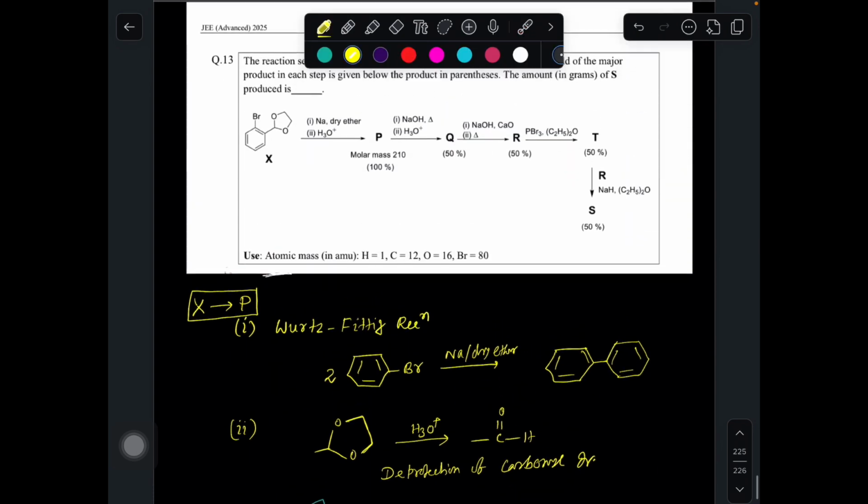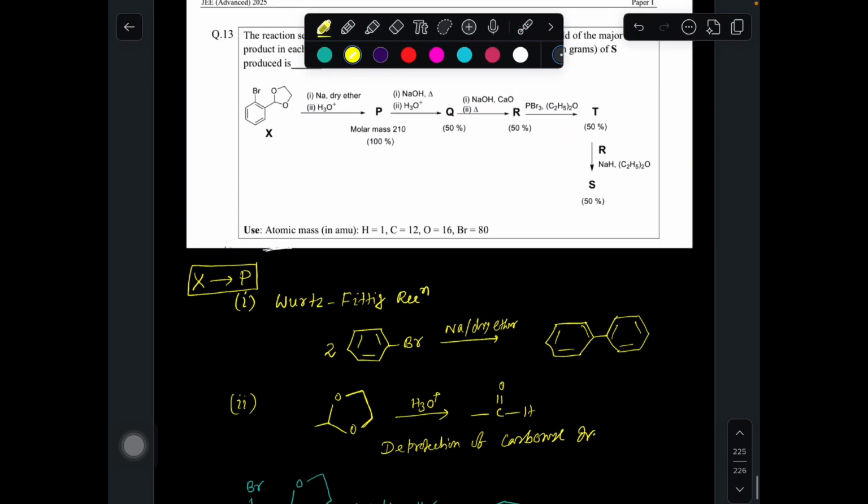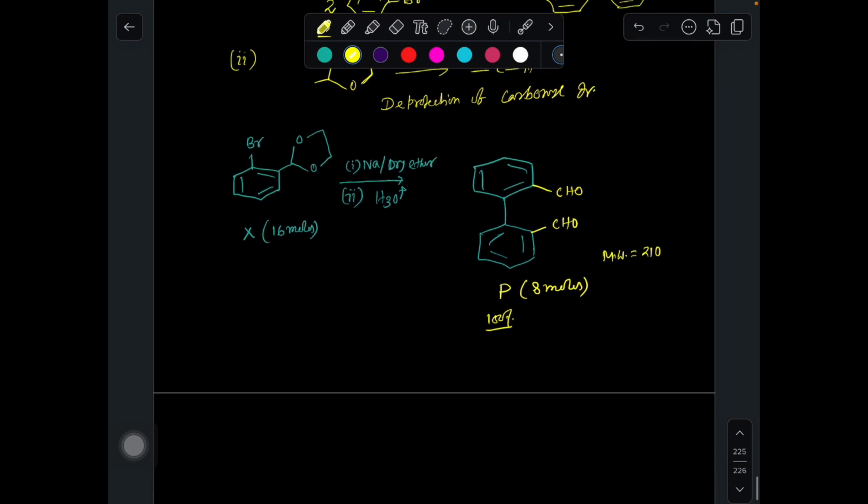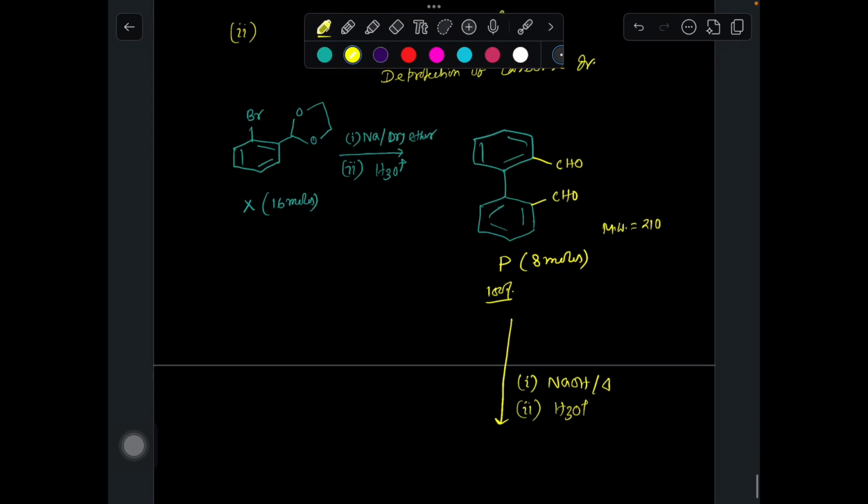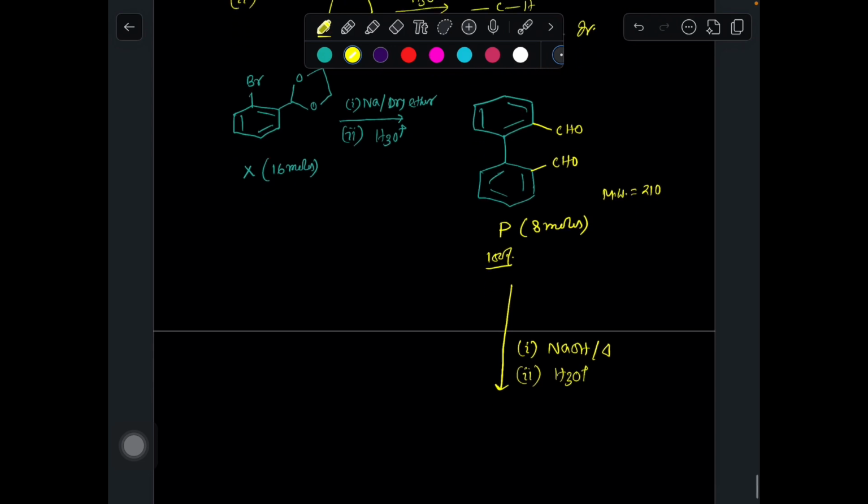Now after P, the next step from P is number 1, NaOH with heat, and number 2, H3O plus. It is a very famous and common reaction, and for a JEE Advanced student it is very simple. It is nothing but the intramolecular Cannizzaro reaction.